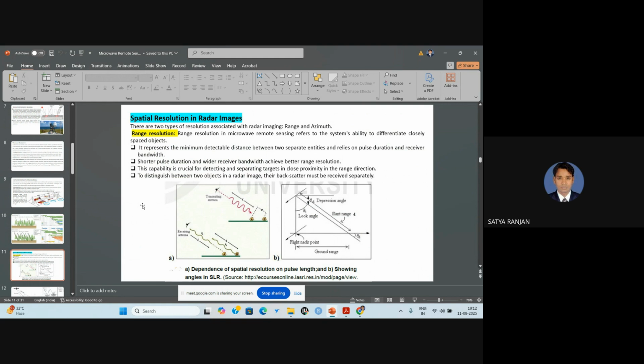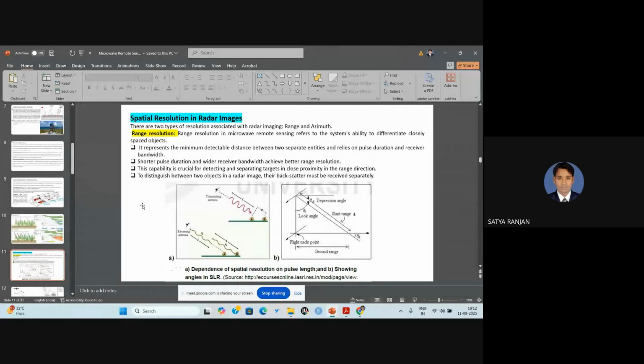Then, like in optical and thermal remote sensing, there is a spatial resolution. So there is a pixel dimension. The minimum pixel dimension is calculated, and the length of each pixel is called the spatial resolution. But for microwave remote sensing, there is no specific pixel. It is a backscatter technology, not a pixel-based technology. So there are two types of resolutions: range resolution and azimuth resolution.